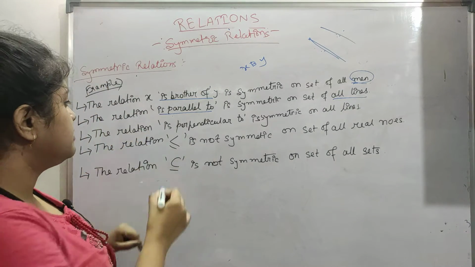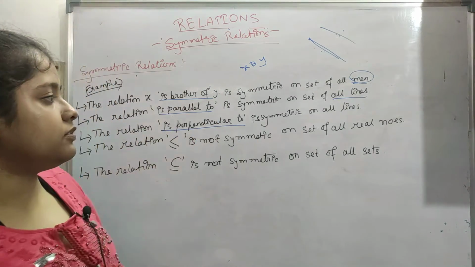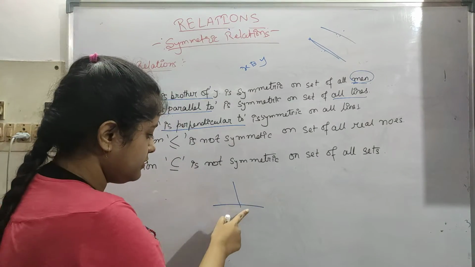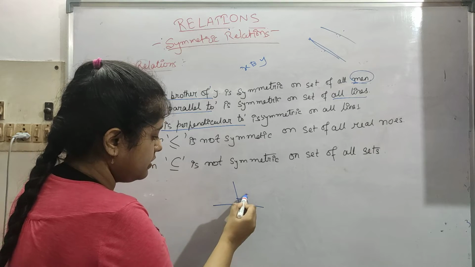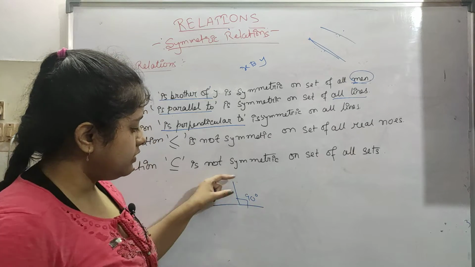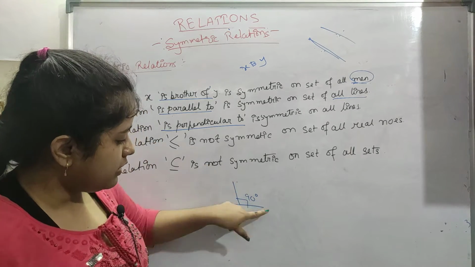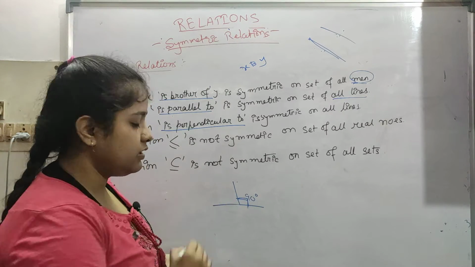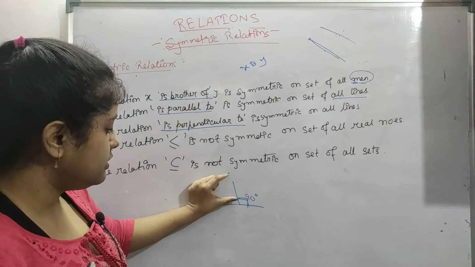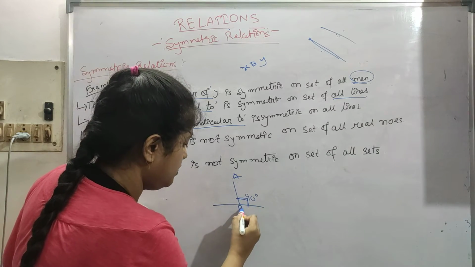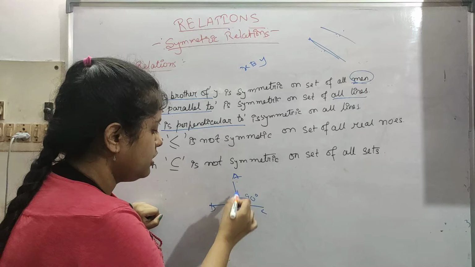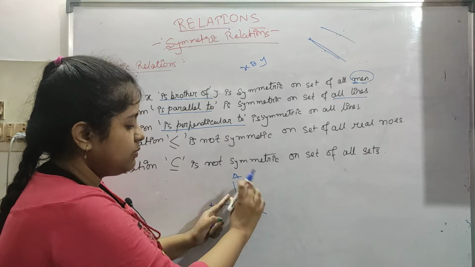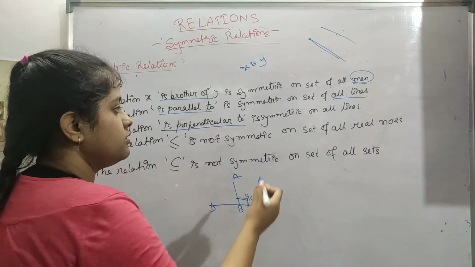The relation is perpendicular to is symmetric on all lines. For perpendicular you need two lines, and both ways it is 90 degrees. This line can be perpendicular to this, and again this line can be perpendicular to this. Basically, whenever a 90 degree angle is forming, it is perpendicular. Let's say this is A, B, C, D. So AB is perpendicular to line BC, and BC can be perpendicular to line AB. So this is also symmetric.